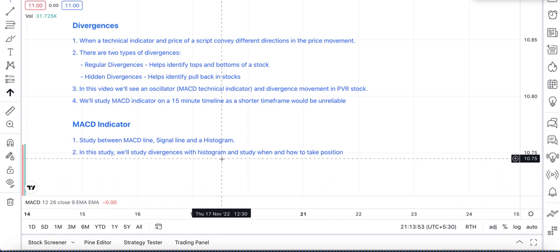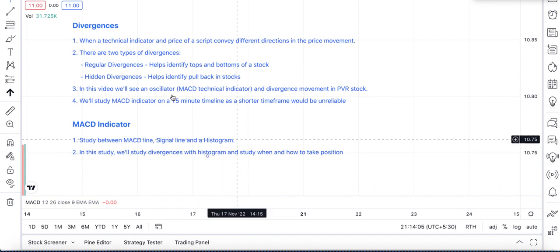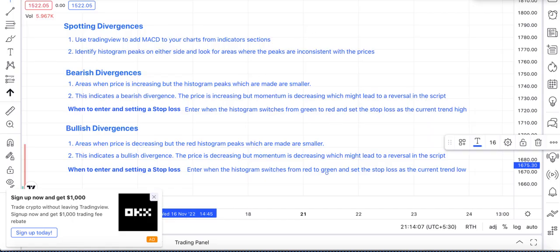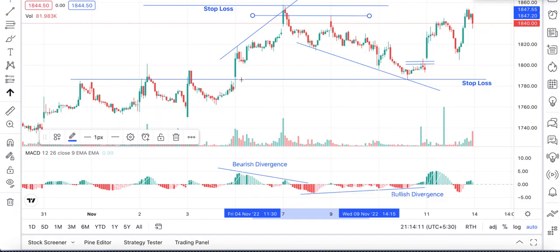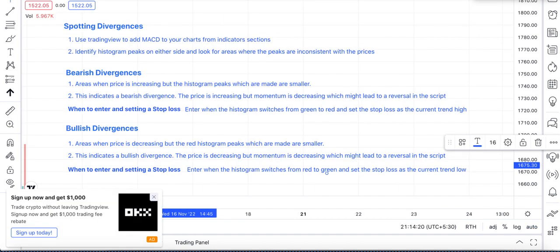Anything below that generally might have a higher chance of giving you a false signal, and therefore studying it on a 15-minute graph might increase the odds of the trade being successful. So very quickly, before we go into practically discussing the charts of PVR and how we've seen the divergences here, a very quick update on the theory part of it, about how to spot a divergence and what would be the bearish and bullish divergence for this.